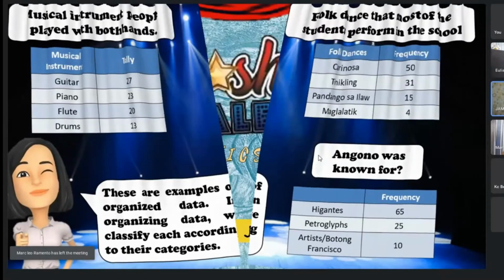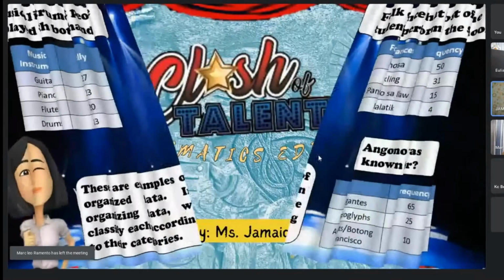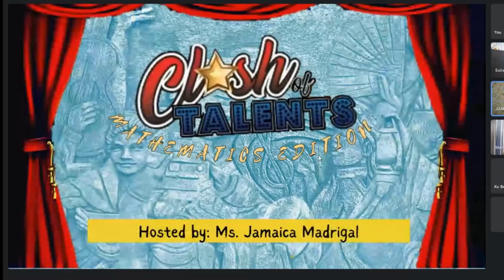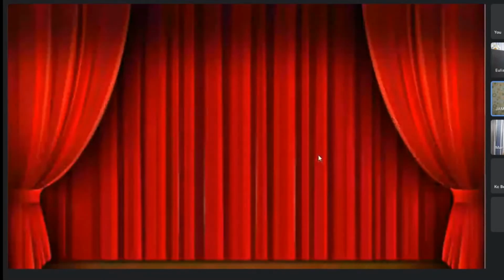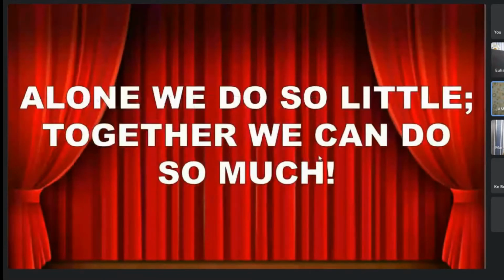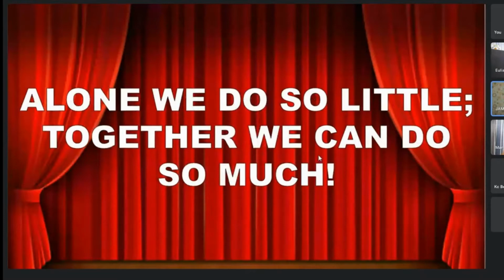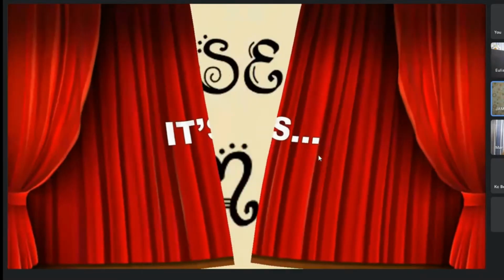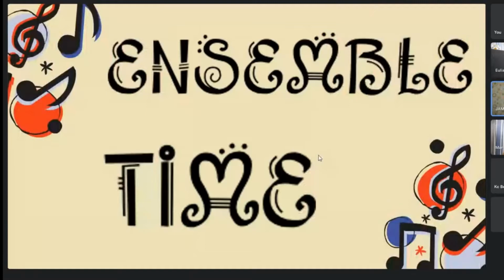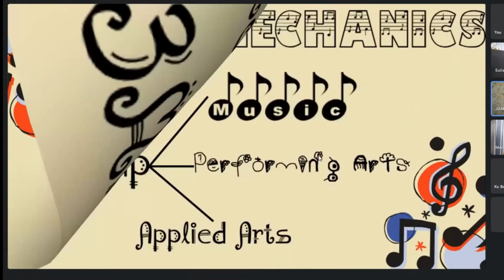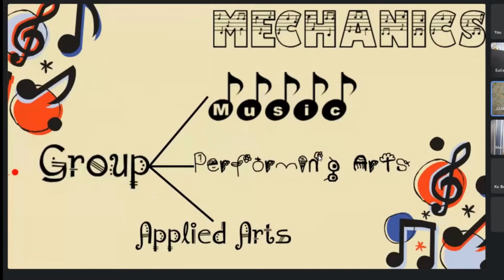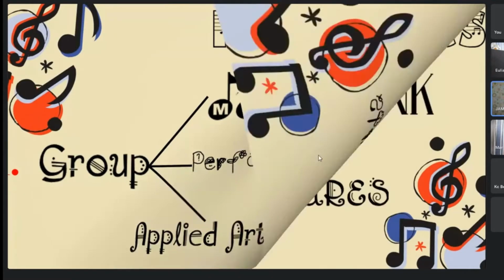Okay, so now let's proceed to our second clash of talents for today. Alone we do so little, together we can do so much. It's ensemble time. So this will be your second clash of talents for today. We will divide the class into 3 groups: the music group, the performing arts group, and the applied arts group.